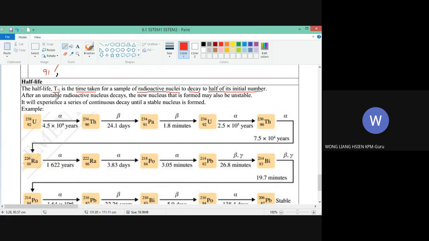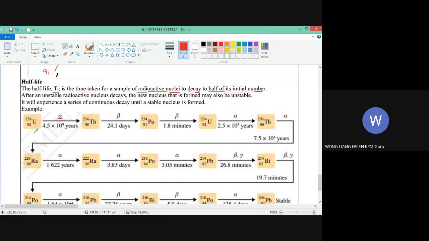After an unstable radioactive nucleus decays, the new nucleus that is formed may also be unstable. It will experience a series of continuous decays until a stable nucleus is formed. So, for example, here we have uranium-238 undergo alpha decay. Okay, this represents alpha decay. The time it takes is 4.5 times 10 power 9 years. So this is 4.5 billion years.